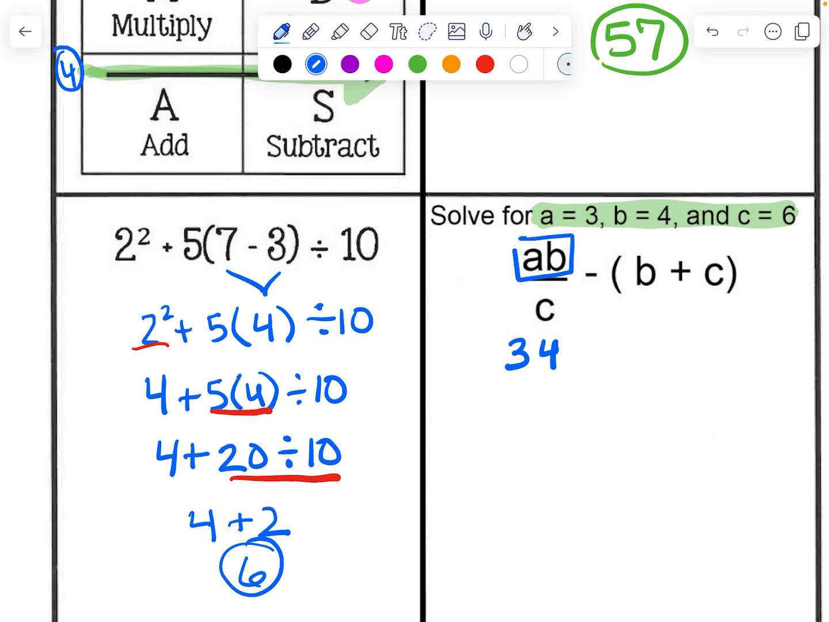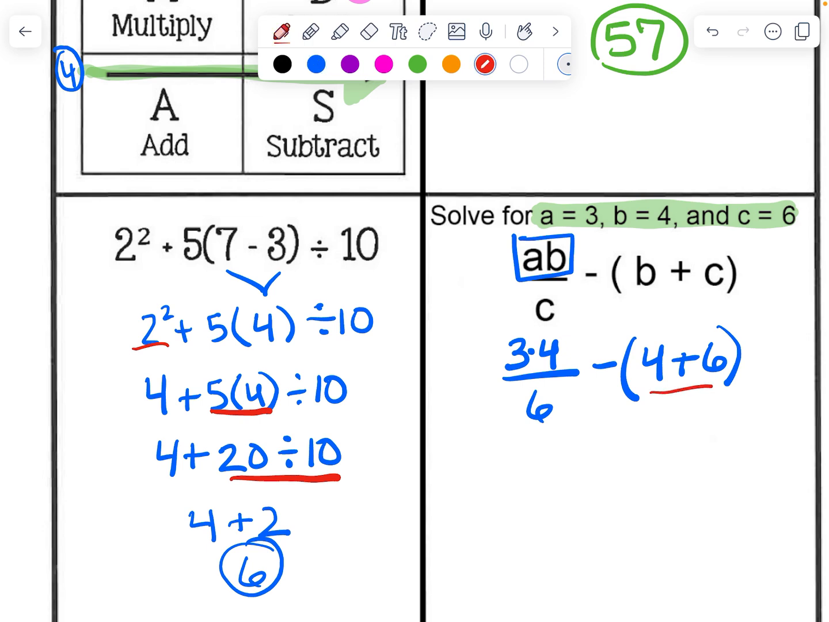So the first step is to replace the variables with the numbers. Then we're going to use the order of operations. First we're going to do parentheses, which I have right here, and everything else is just going to get copied down the same. So 3 times 4 divided by 6 minus 10, because 4 plus 6 is 10.